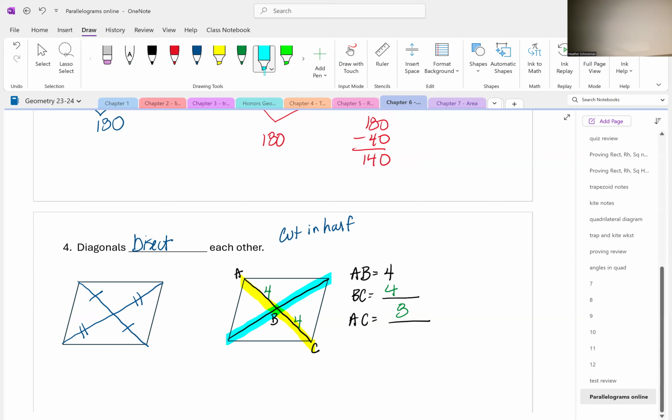So now I want you to do the quick little Google form and answer some questions about parallelograms.